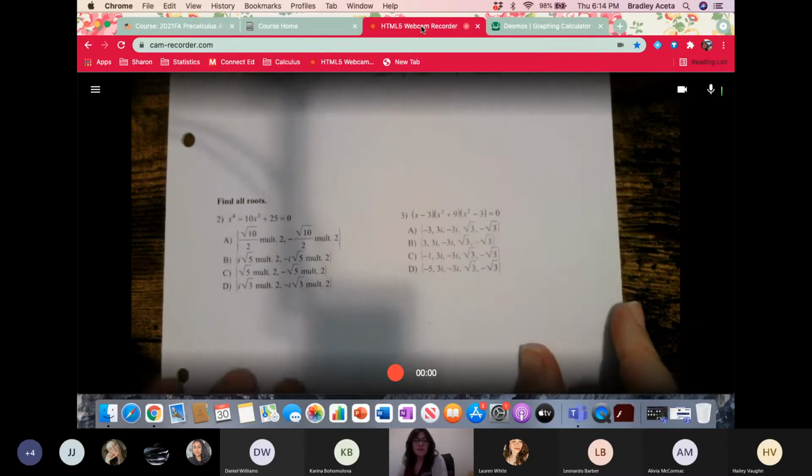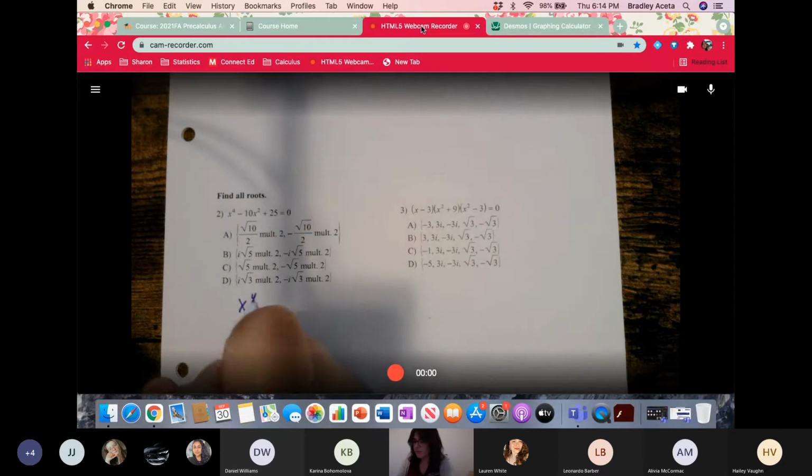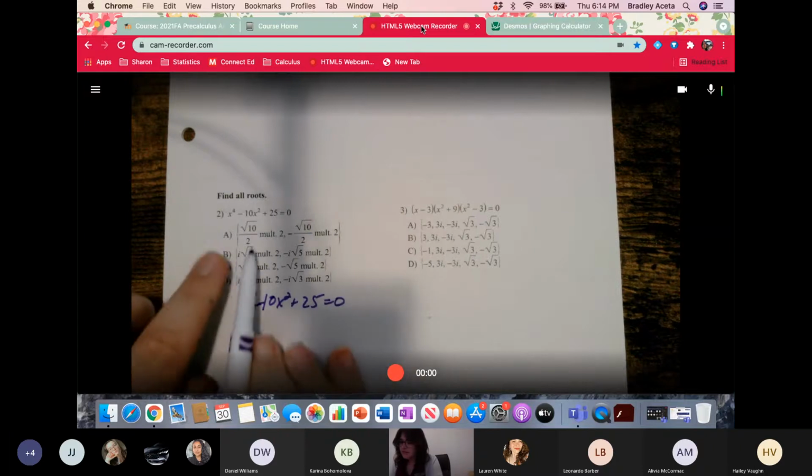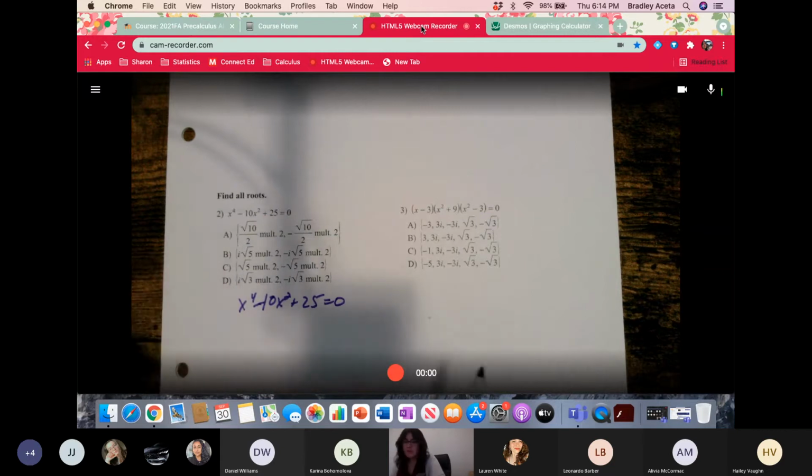All right, let's move on to 2. Find all the roots. X to the 4th minus 10x squared plus 25. Now this one, you can't go on to Desmos because you can even see you've got some i's, you got some square roots. I mean, you can maybe check it with the square roots, but this is what we talked about last class. This is a trinomial, but it has a degree 4. So it's going to have 4 roots, but it's still a trinomial, so I can still factor it.